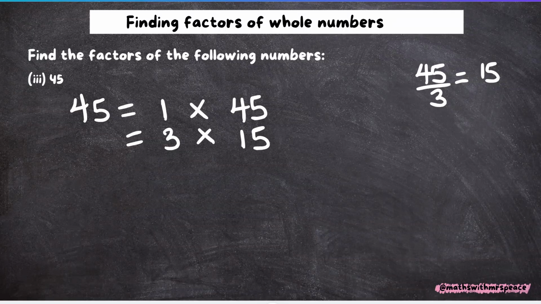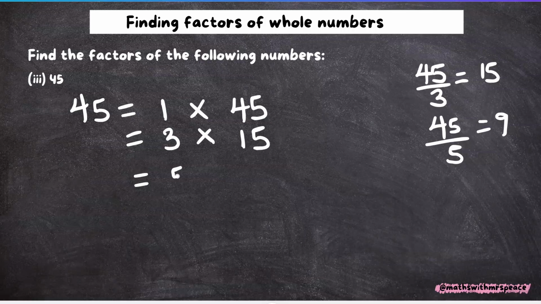The next number is 4. 4 is an even number. Don't bother with your even numbers when you're dealing with an odd number here. So let's just skip and go to 5. And you know, if you do 45 divided by 5, you're going to get 9. So we're going to say 5 times 9.